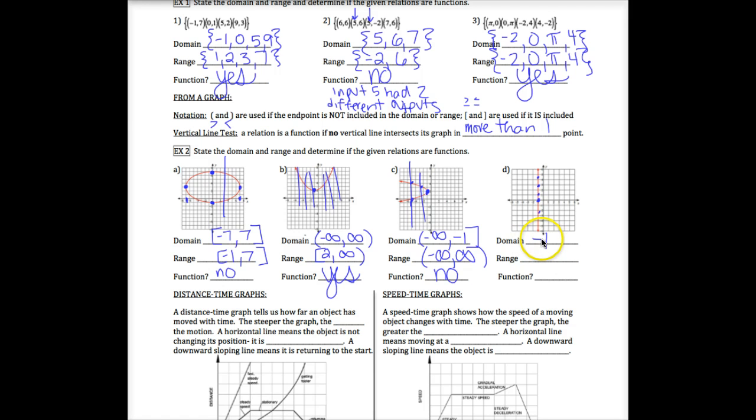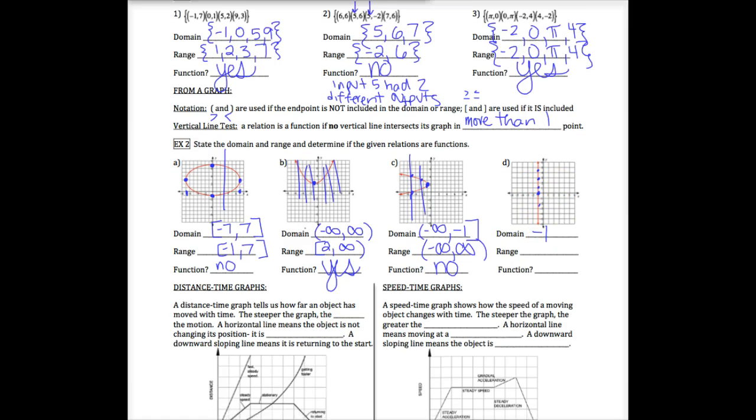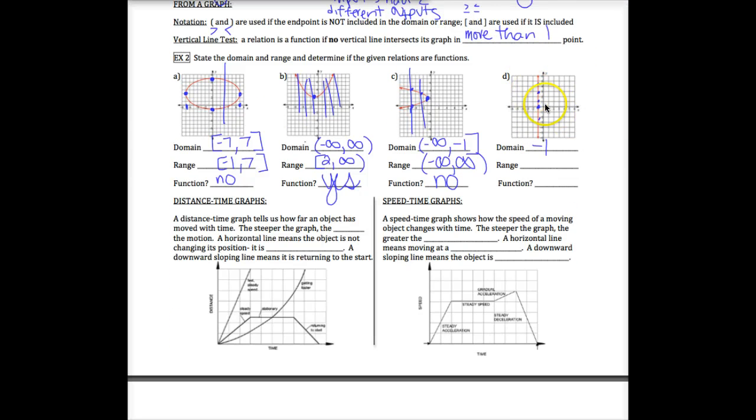Perhaps on my paper it looks like it's at -2. So I can't tell since the graph is so small, but if it looks like the vertical line is at -1, then the domain is -1. If it looks like the vertical line's at -2, then the domain is -2. So again, you choose based on what it looks like on your paper.